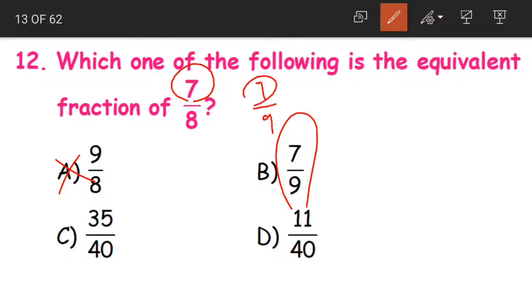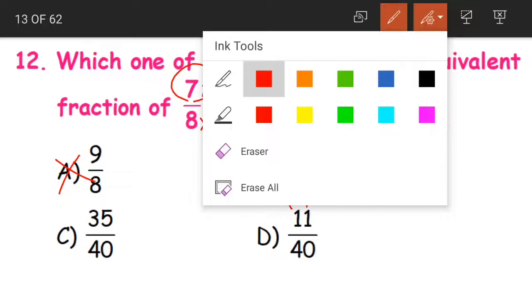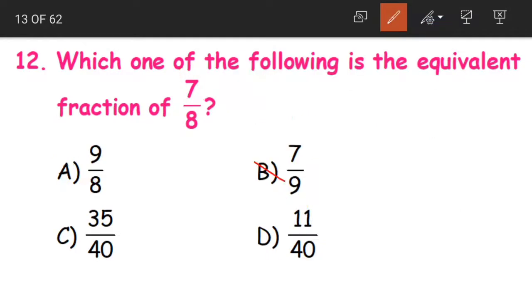Coming to option B, 7 by 9. Again the numerator here is the same, the numerator is multiplied by 1. So the denominator should also have been multiplied by 1, but it has not been multiplied by 1. So option B is also not our equivalent fraction.